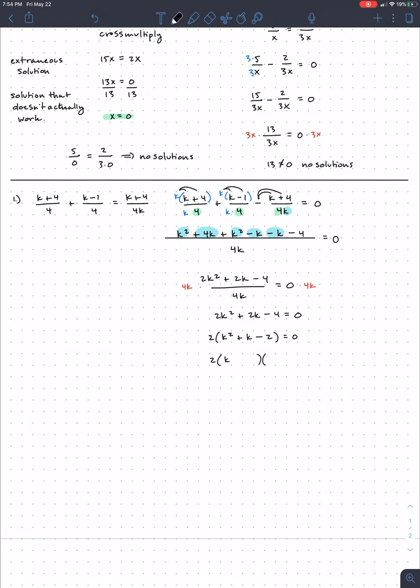And this is going to factor into k, 2, and 1, negative, positive. K plus 2, k minus 1. So here are my solutions. Remember that when I get to this step, what we're using is called the zero product property.